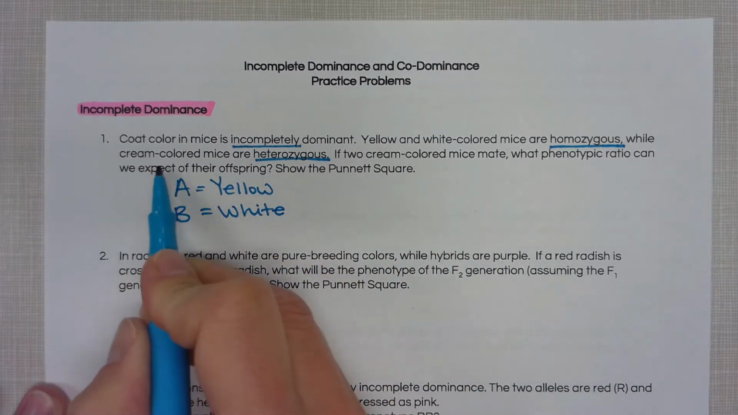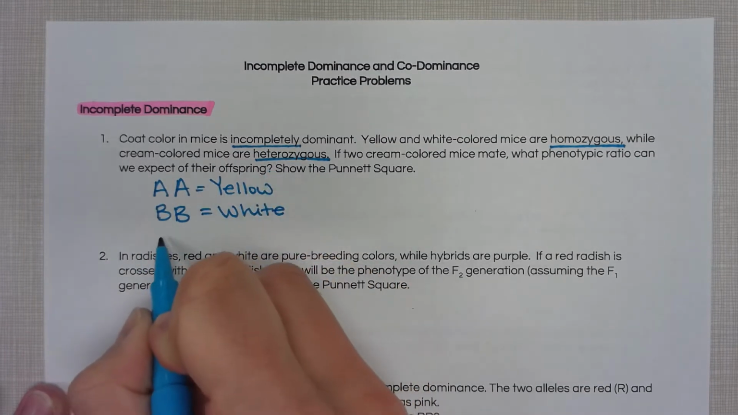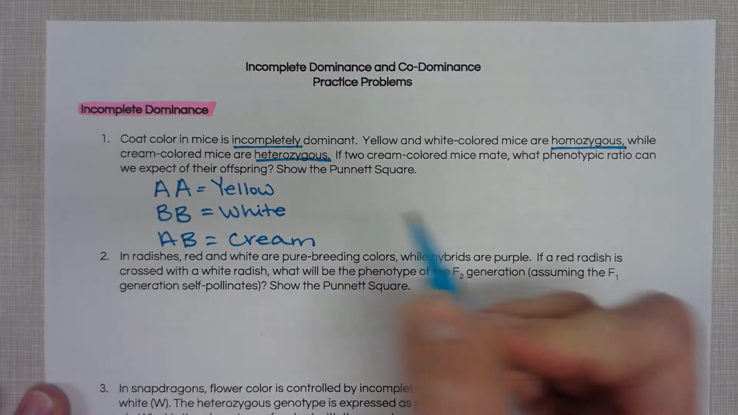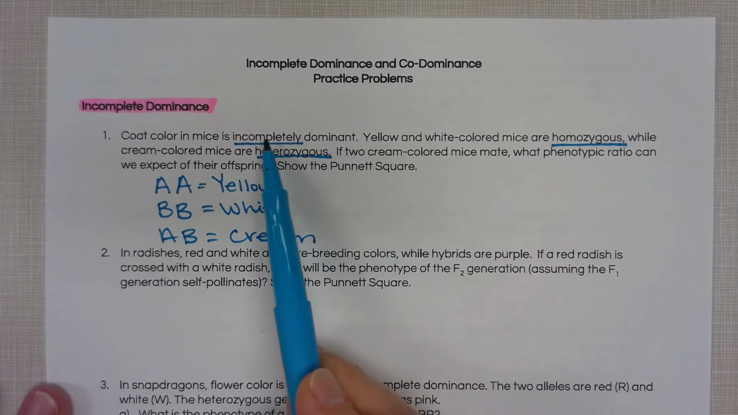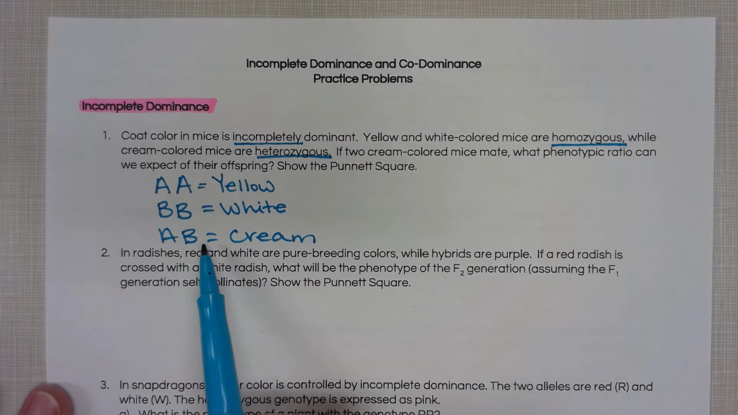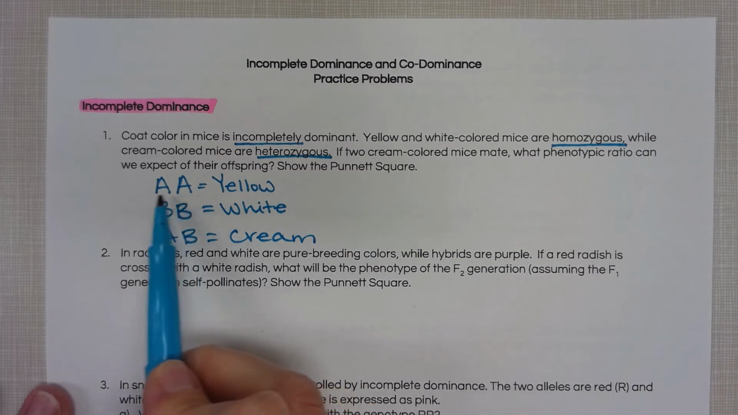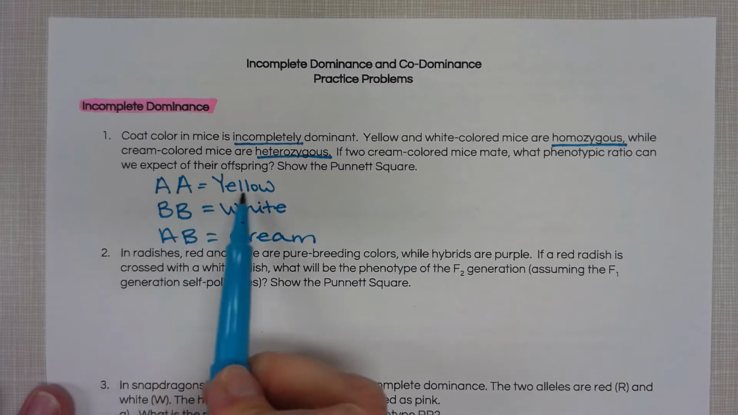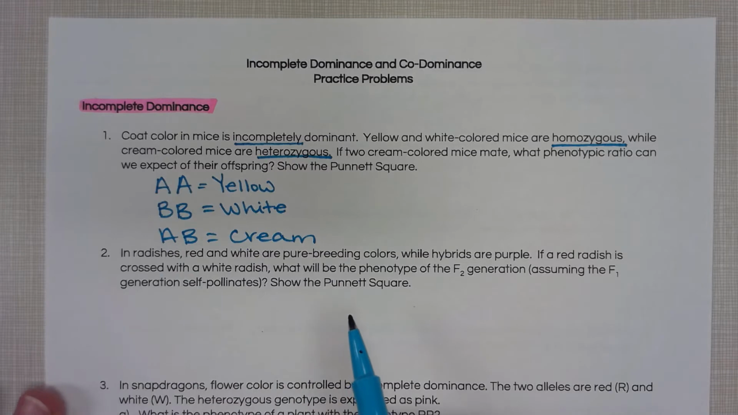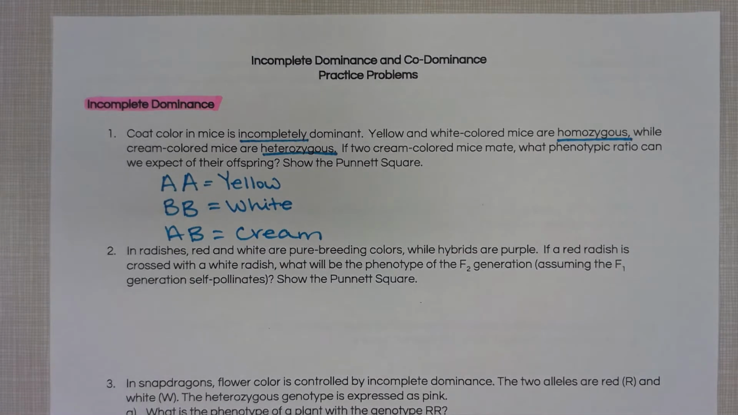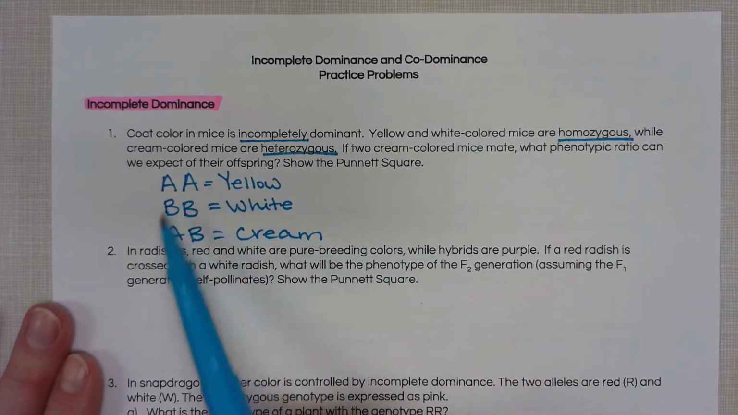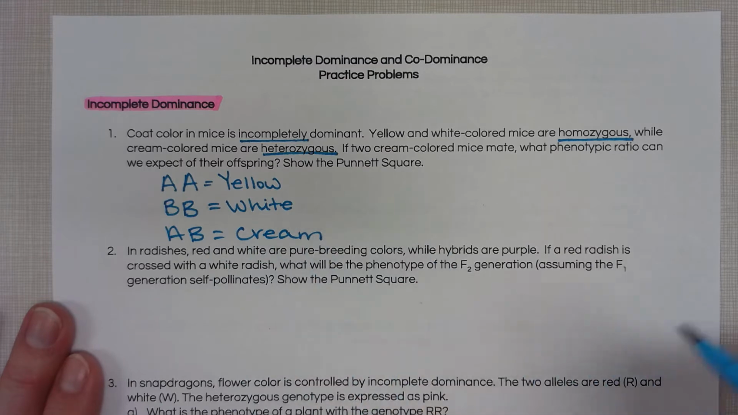And then cream is heterozygous, one of each. So AB equals cream colored. So remember, all these traits are dominant. Incomplete dominance means that you have capital letters representing all of your traits. Homozygous means same. So yellow and white are same capital. And heterozygous, one of each. Capital A, capital B. So that's how you would set that initial problem up. Then it says if two, and that's probably your biggest step right there, because once you're there, the rest is kind of downhill.